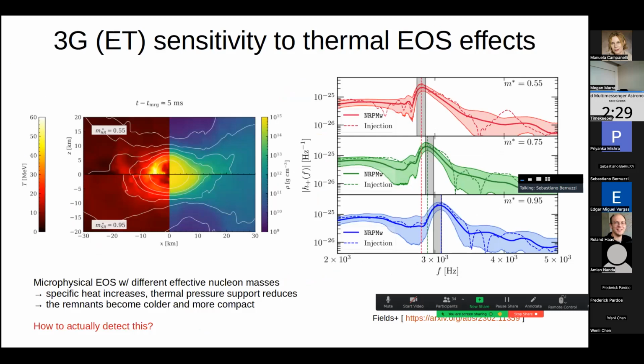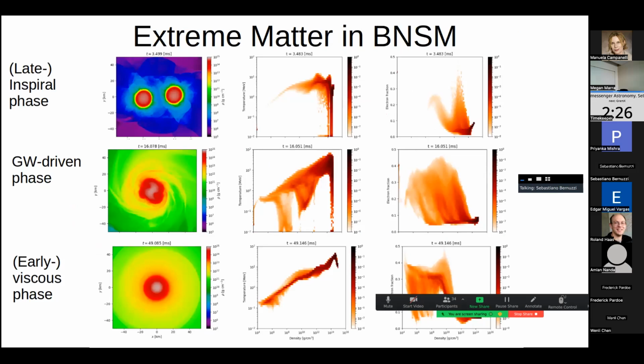Yes, so let me try to conclude with the last two slides. So far, I've indirectly assumed that the remnants are made of cold matter, say beta-equilibrated cold matter, which is of course completely wrong. If you look at the snapshots, which probably you have seen, on the right is the thermodynamical state of the remnant in terms of temperature and density, or electron fraction and density. And as you know, there are temperature gradients that develop. The matter is not in weak equilibrium, you have neutrino emission that changes the composition, and so on and so forth.